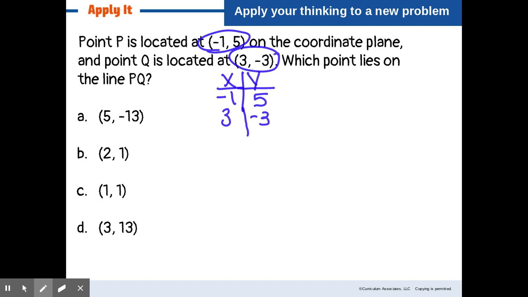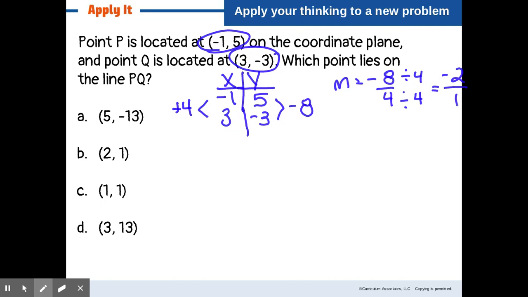And then I just want to find what is the change. So how do I go from 5 to -3? I subtract 8. How do I go from -1 to 3? I add 4. So my slope would be -8 over 4, which I can reduce. I can divide both numbers by 4, and I'm left with -2 over 1. That is my slope. But now I want to know A, B, C, or D.